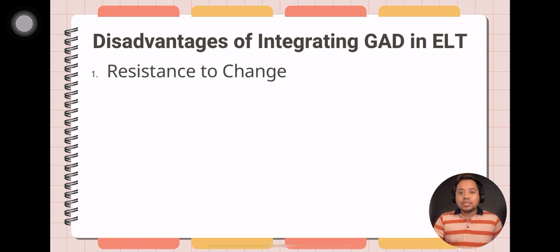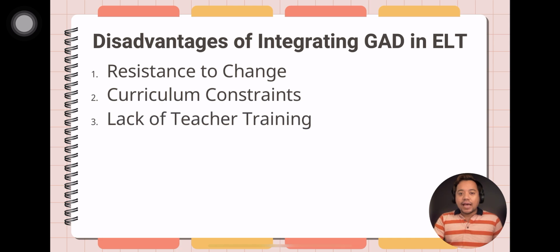First, there is resistance to change. Some educators and institutions may resist adopting gender-inclusive teaching methods due to cultural or personal beliefs. Second, curriculum constraints. Existing curricula may not fully support gender-sensitive approaches, requiring extensive revisions and training. Third, lack of teacher training. Teachers may not be adequately trained in gender-inclusive language teaching, leading to ineffective implementation.